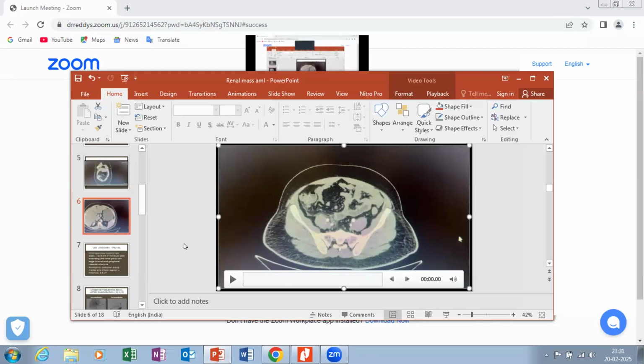Any role of neoadjuvant therapy to reduce or shrink the mass other than angioembolization? In cases of tuberous sclerosis, we can give immunotherapy. That helps us to reduce the mass. Which immunotherapy? Sunitinib, Everolimus, sorry. Everolimus, mTOR inhibitors can be given. mTOR inhibitor, not immunotherapy. Yes, Everolimus.